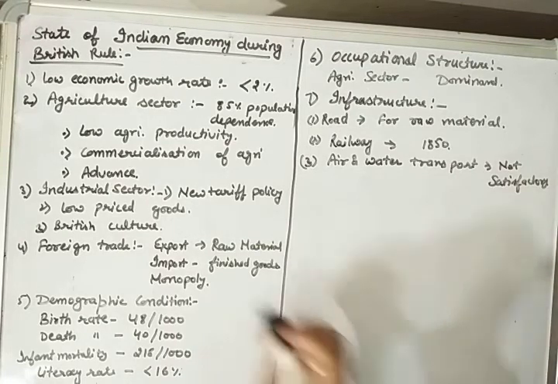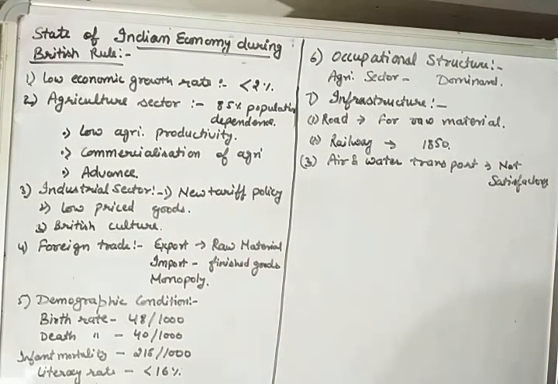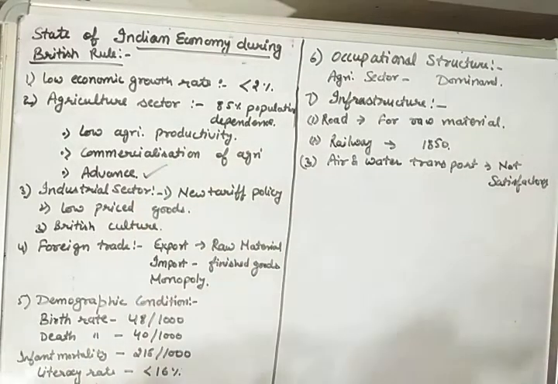Along with that, the second is commercialization of the agriculture sector. Due to commercialization, farmers were growing more than what is required, and this extra growth was then going to British countries. Along with that, farmers were given some advance cash. Why? Because they were forced to produce some particular type of crops like indigo. They were forced to grow indigo and such types of crops.